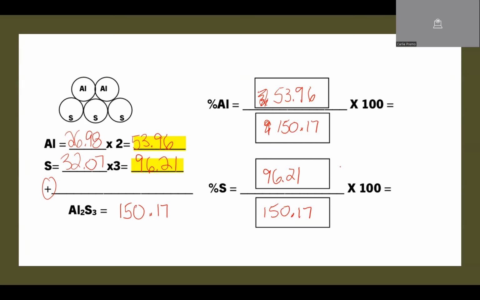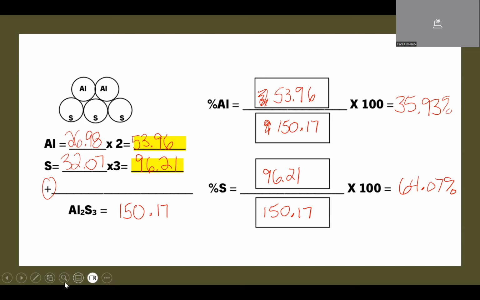We should get, if you want to pause and try to calculate on your own here, we should get that aluminum contributes 35.93%. And you could subtract that from 100, or you could evaluate the 96.21 divided by 150.17 times 100 and see that sulfur should be 64.07%.